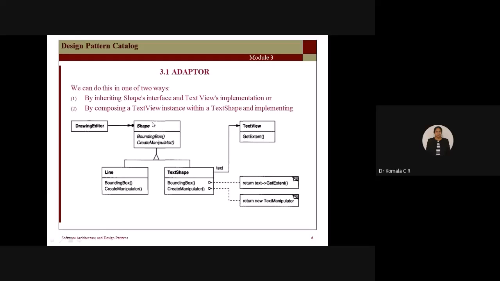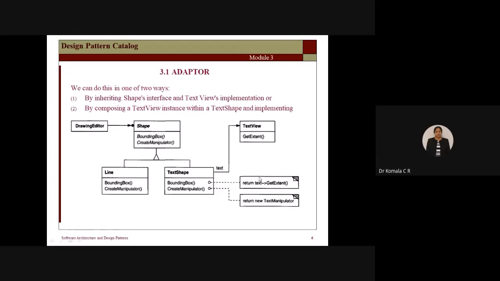And what will I do according to the second step? Within the text shape I will go for a text view instance. I have created an instance. How is it? You have studied now: aggregation, delegation, that concept. The same thing. Otherwise, I will go for an additional class which is called text view, with the operation I have taken, get extent.